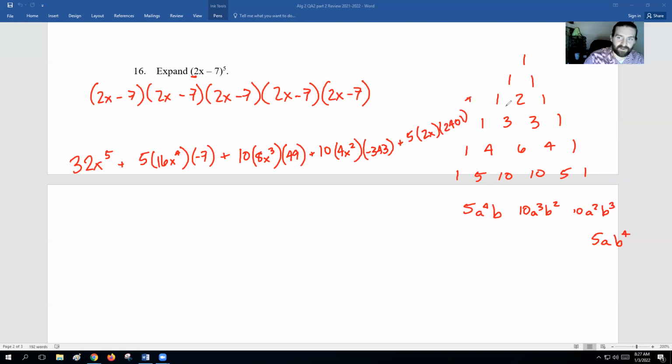And then lastly, I'm kind of running out of room here. It's just b to the 5th. So negative 7 to the 5th power. 2401 times 7 is negative 16807.